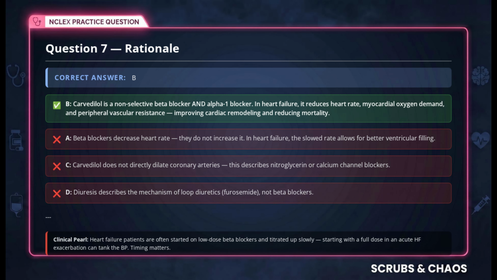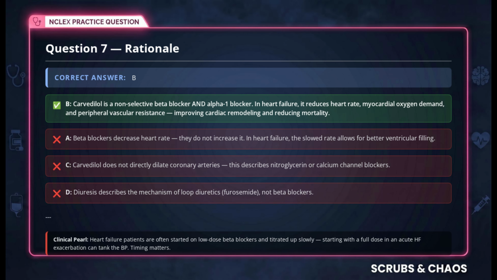B. Carvedilol is a non-selective beta blocker, but it also blocks alpha-1 receptors. That dual action is the key. Beta blockade slows the heart and reduces oxygen demand. Alpha-1 blockade dilates peripheral vessels, dropping the resistance the heart pumps against. Less workload, better output over time. It is not a diuretic. That is D. It does not dilate coronary arteries. That is C. And it absolutely does not increase heart rate. That is the opposite of what it does.